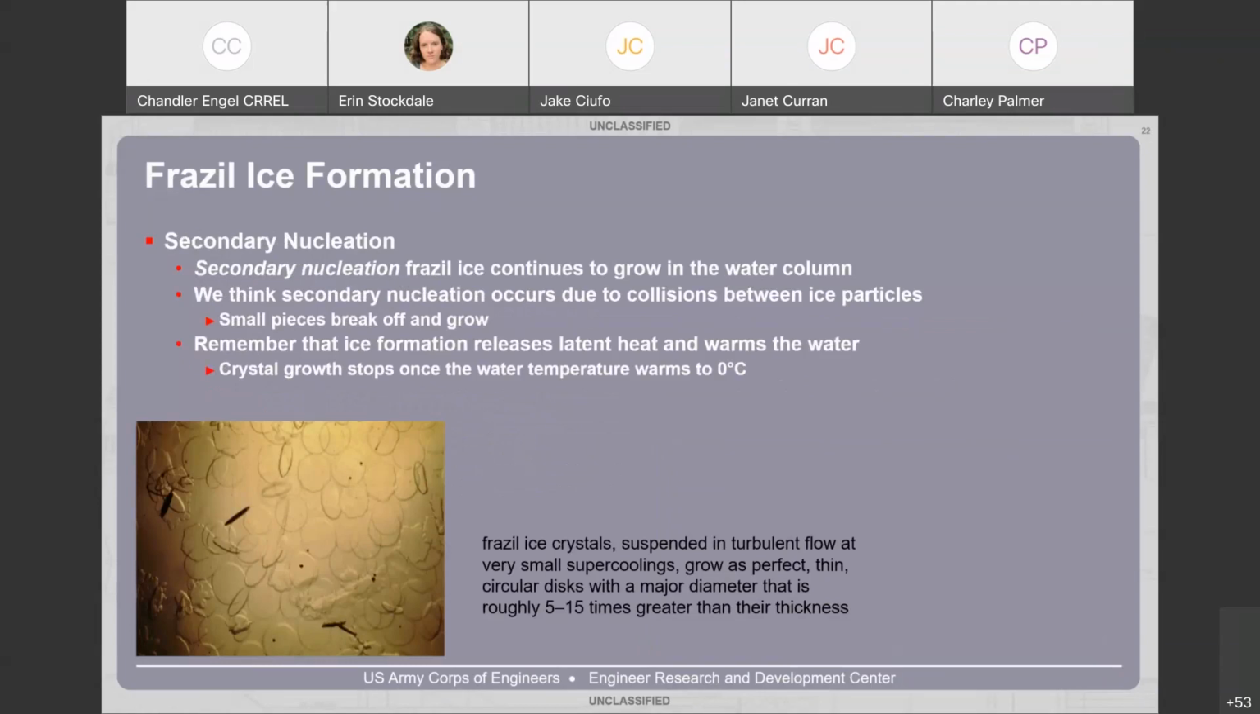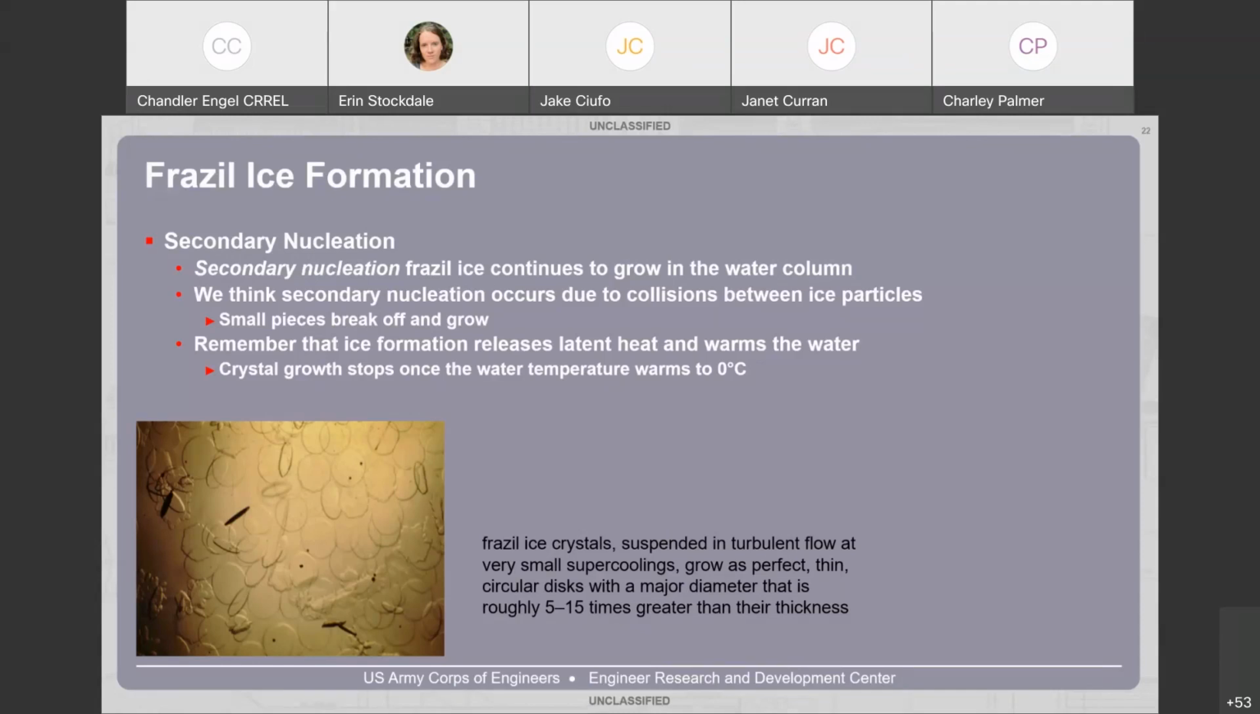This process of continual growth is referred to as secondary nucleation, and we think that a major part of the process driving this is due to collisions between individual ice particles in the water that cause pieces to break off into small crystals that then grow further. So in suspension, at low supercooling rates, Frazil Ice crystals actually grow in pretty uniform thin discs. Here you can see a nice figure of that, these very uniform objects.